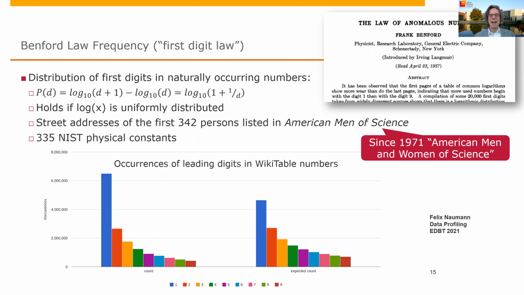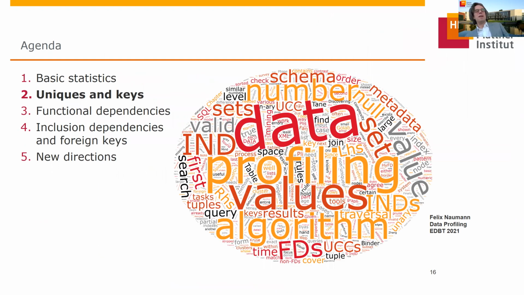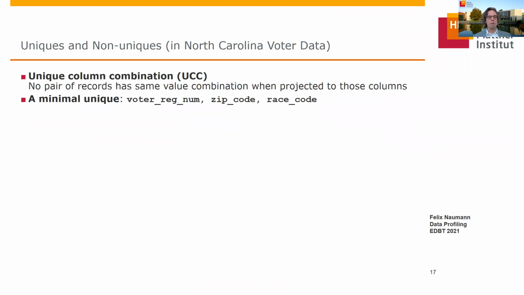Let's go more to the algorithmic parts. So let's go to the discovery of unique column combinations, so key candidates. So what are we looking for? We're looking for all minimal unique column combinations, meaning no pair of records has the same value combination if you project on that column combination. A key candidate, very simple.